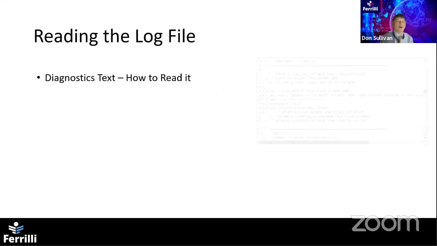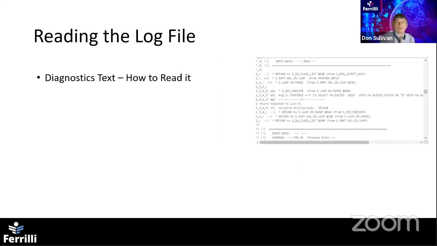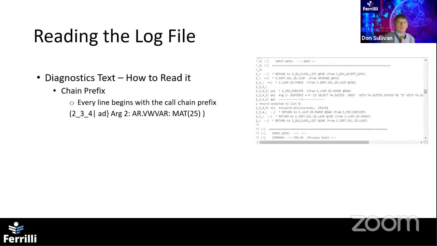So how do we read this file? Every line begins with a call chain prefix. You can see the different services requested there, AD for your argument. You can see that it goes through this chain. This gets more in depth, and there's more talking about this in the Envision Runtime Administration Manual. But you can see just how it goes through the process here. It's numbered on the side.